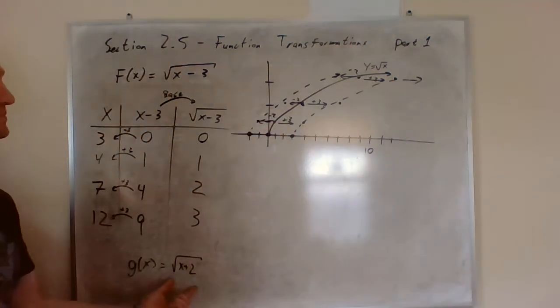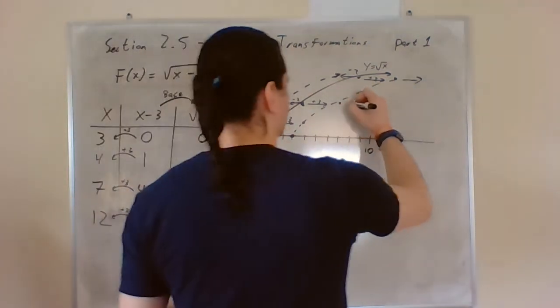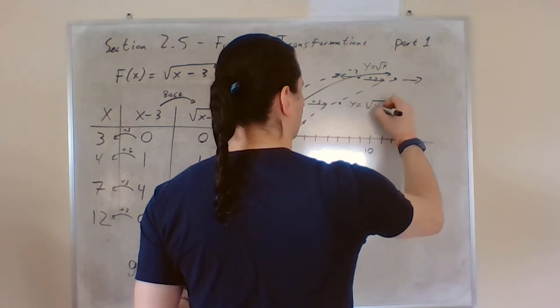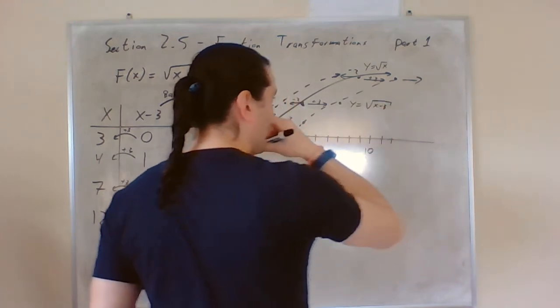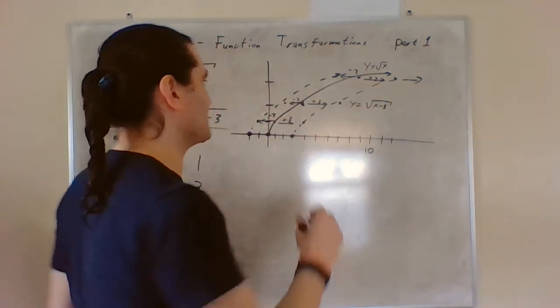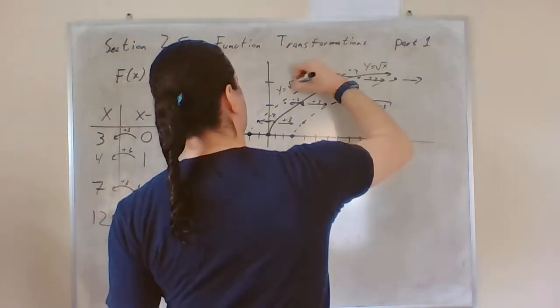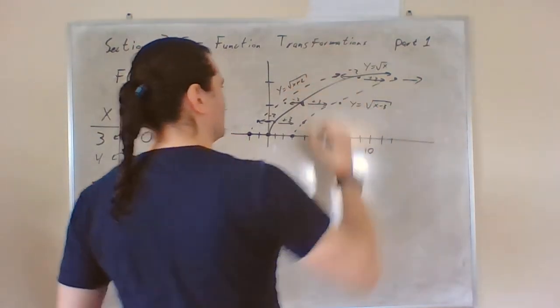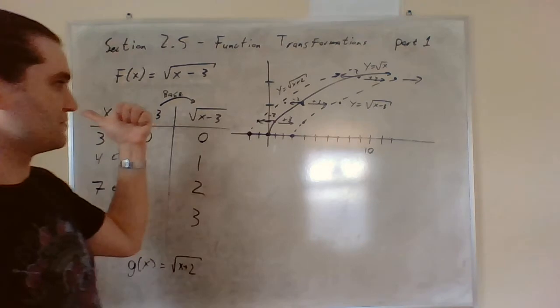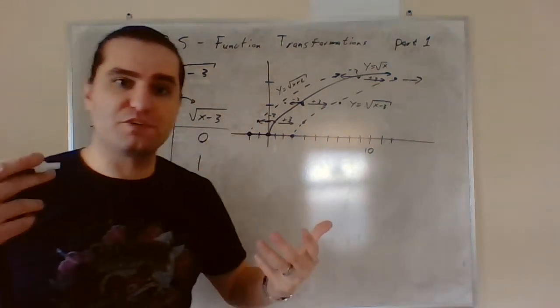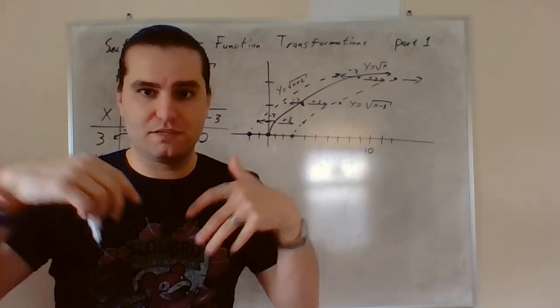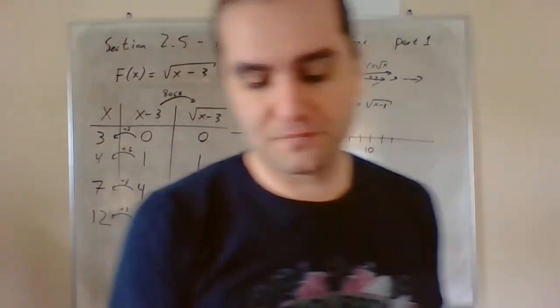So this is y equals the square root of x minus 3. Minus 3 pushes us that way. This is y equals the square root of x plus 2. Positive 2 pushes us this way. So that's what happens when we do these shifts inside the function.